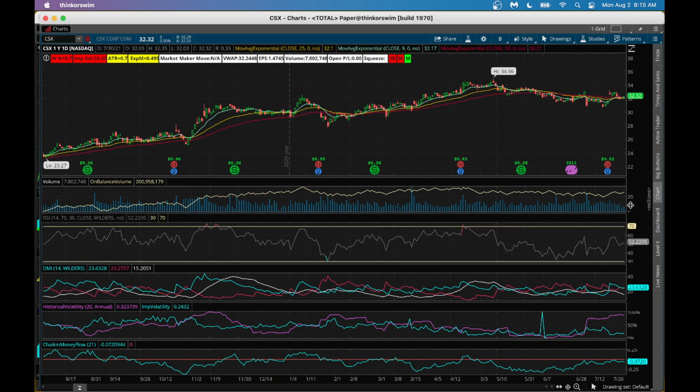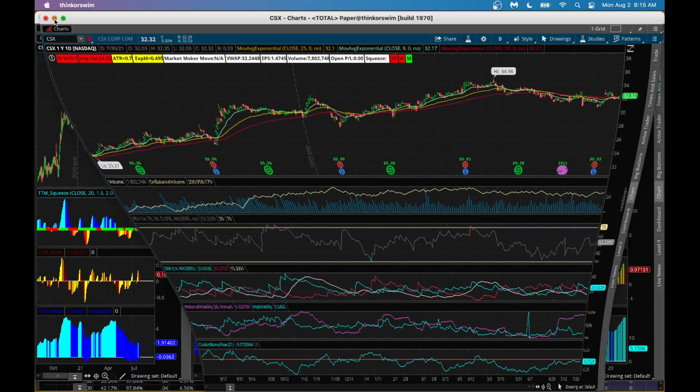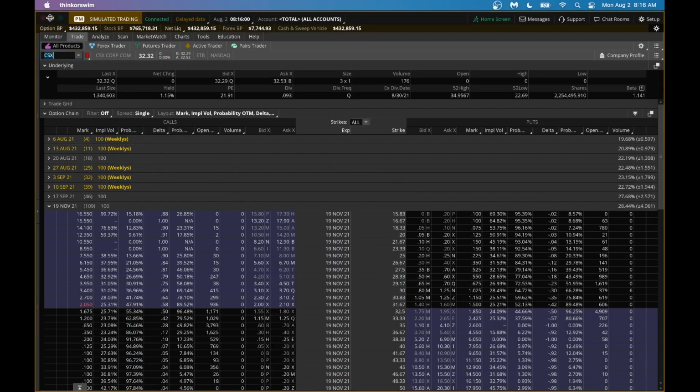If I look at a different chart here, on-balance volume is going up, that's a good sign. RSI is 52, that's also good. Right now it looks like we probably have a bearish crossover in the making, meaning the red line is trying to cross above the blue line. That's a little bit bearish at this time. Implied vol is very low and smart money is actually flowing into the stock. That's a good sign. So right now let's look at the option chain here for CSX.